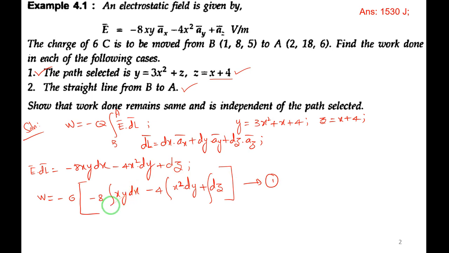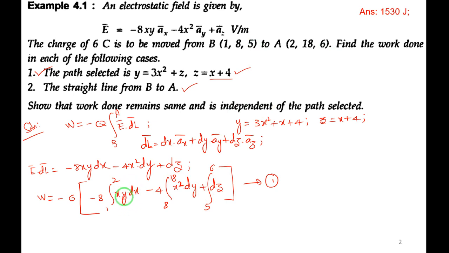Then observe here, from initial point B to A, x is varying from 1 to 2. Similarly, for dy, y is varying from 8 to 18. Next, z is varying from 5 to 6. Yes, we'll solve one by one.